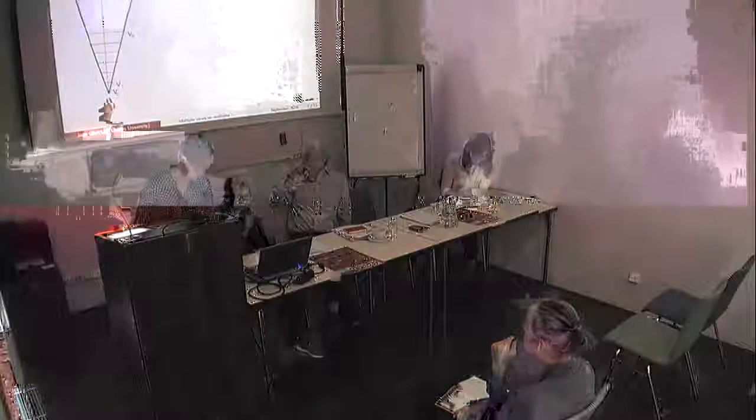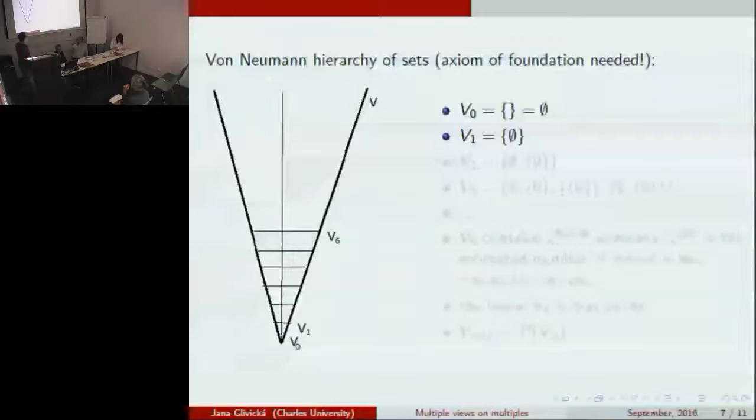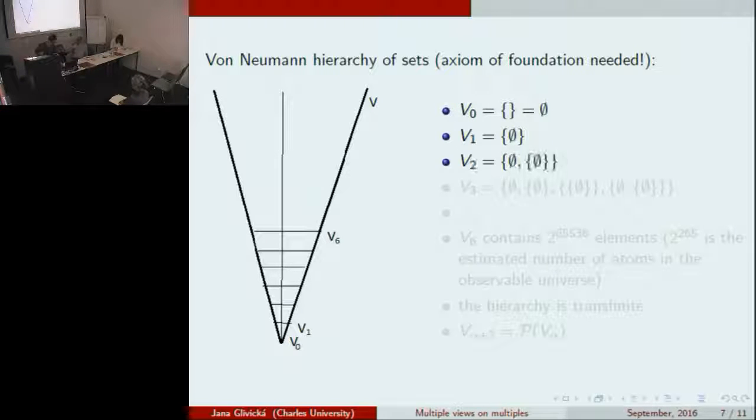And if I want to go higher, to the next level, I put all the subsets of the previous level. Well, the previous level was just an empty set, and the only subset of an empty set is an empty set. So the next level contains as its element the empty set. So it already has one element, the empty set. Okay? And I go on. At the second level, I have two elements, the empty set and a singleton of this empty set.